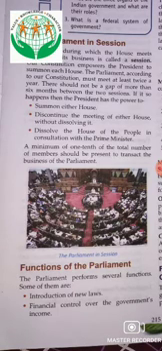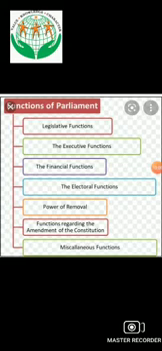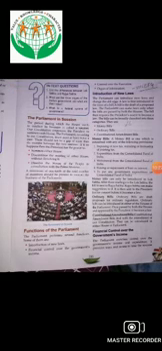The next main point is about the functions of the parliament. The picture on the screen is referring to the functions of the parliament. What are these? It performs the following functions: the introduction of new laws, financial control over the government income, control over the executive, and organ of information. Then next I'm going to brief is about the introduction of new laws.